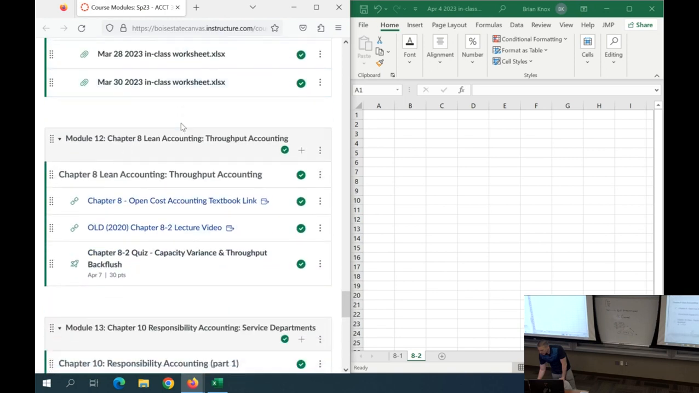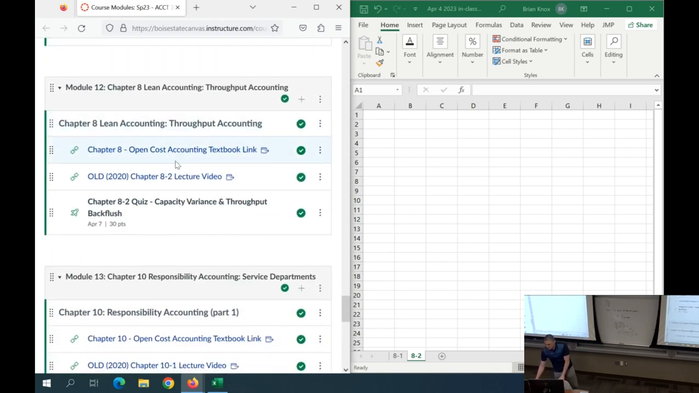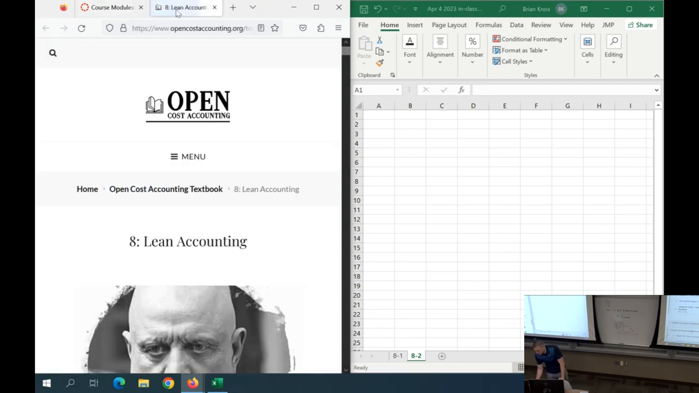All right, so 8-2. Now, there's not much to say about the throughput accounting aspect of these problems except do the same thing, but ignore direct labor and variable overhead, which means there's no longer a conversion cost account. You have a RIP account and a finished goods account. Those are your inventory accounts. What I would like to do is take us through the capacity variance idea.